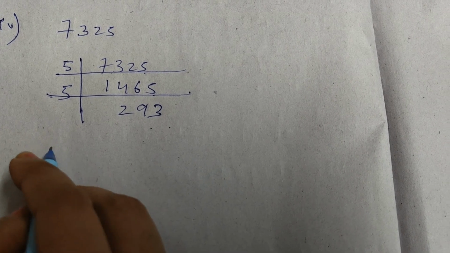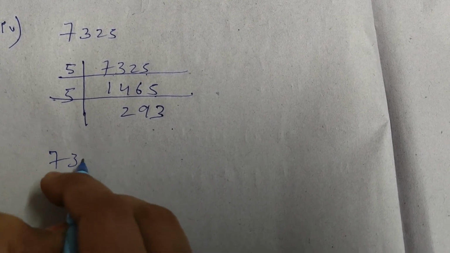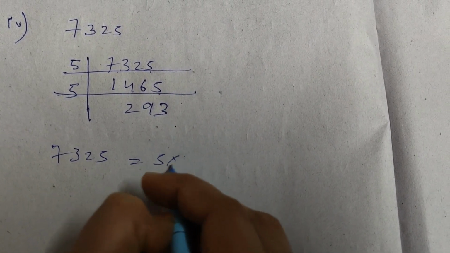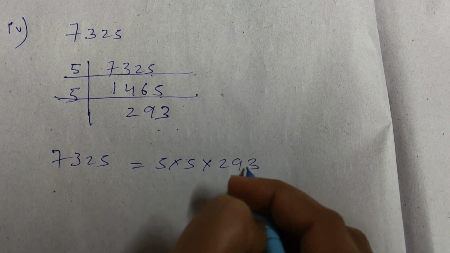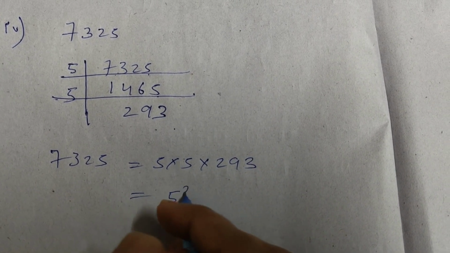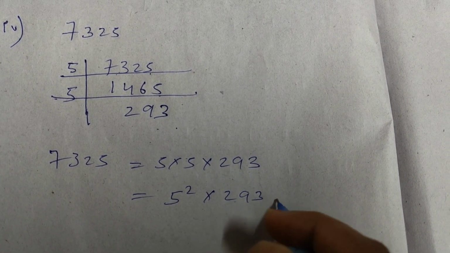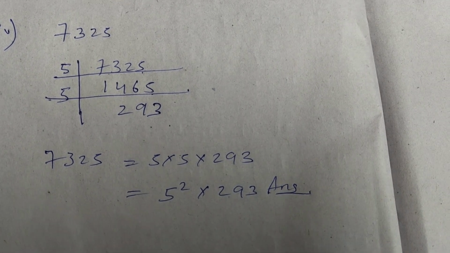Okay, so we write 5 into 5 into 293. This is the answer.